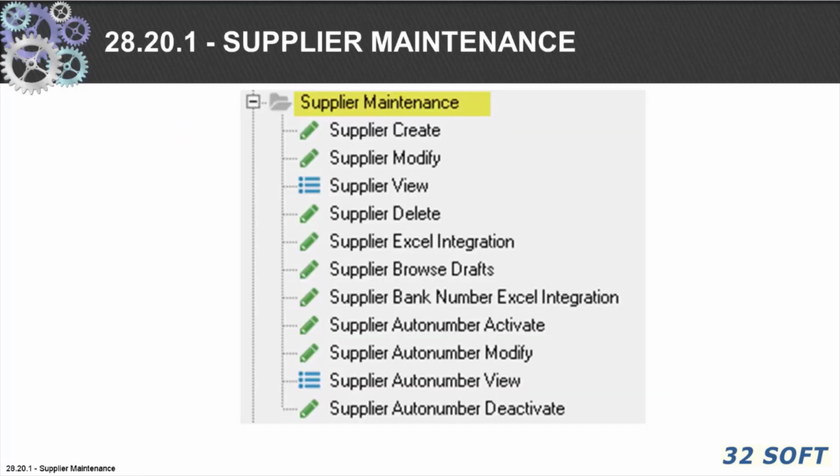The 2820.1.1 Supplier Maintenance menu allows you to create, modify, and update supplier values. In addition, you can incorporate auto numbering into supplier creation, as we've spoken before.